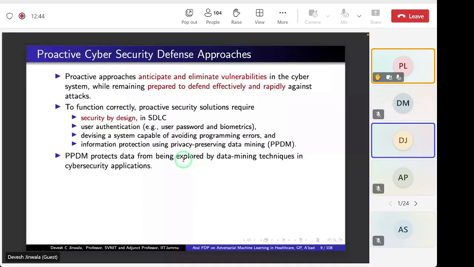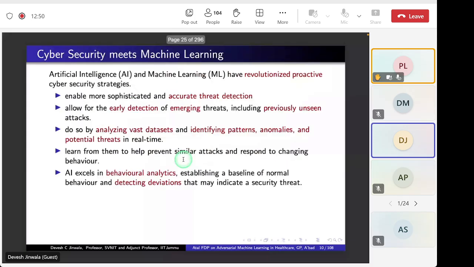And that is largely based on privacy preserving data mining approaches, which center around investigating data patterns, looking at data, and then based on that, anticipating how a system could be attacked. So that's where, as I said, artificial intelligence or machine learning come into the picture and have revolutionized the proactive cybersecurity strategies. They enable more accurate threat detection. They would allow early detection, because now it is based on the investigation of data a priori, of emerging threats which were previously unknown.